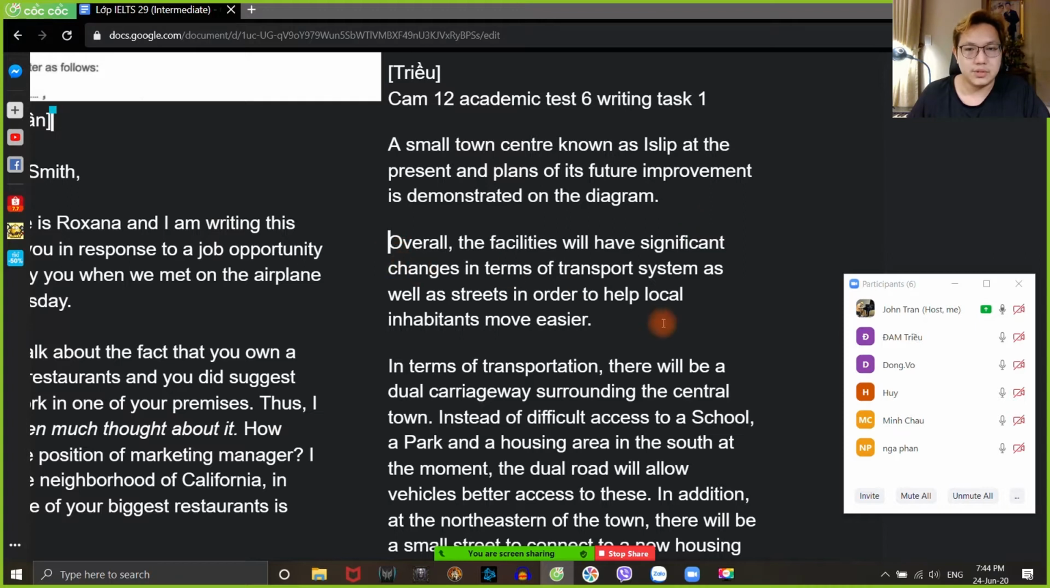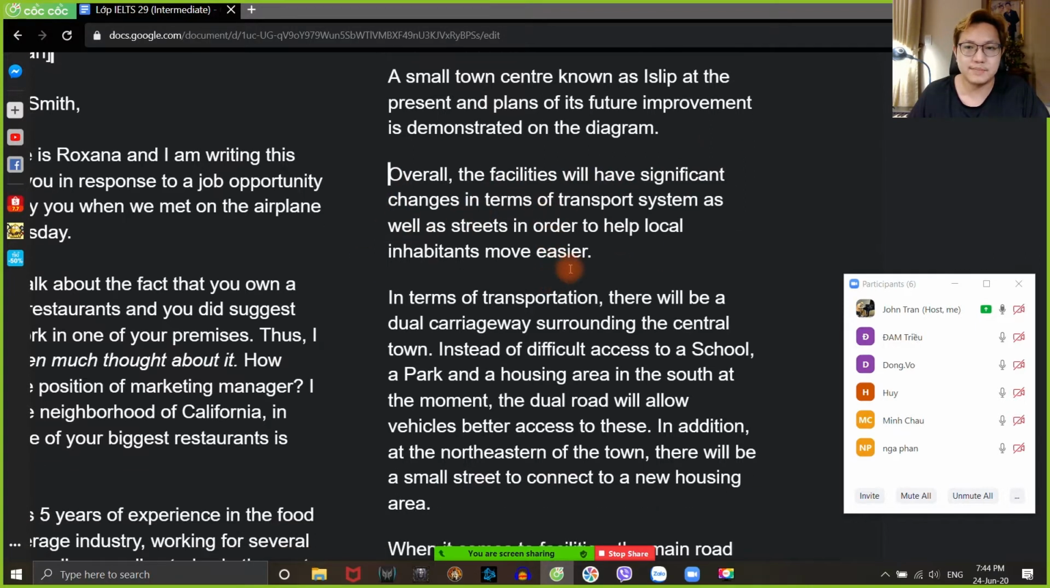Okay, overall, nhìn chung là the facilities will have significant changes in terms of transport system as well as streets in order to help local inhabitants move easier. Nhìn chung là những cơ sở vật chất sẽ có sự thay đổi lớn nếu nói về hệ thống đi lại cũng như đường phố để có thể giúp những người dân địa phương di chuyển dễ dàng hơn. So this is the right way to write.